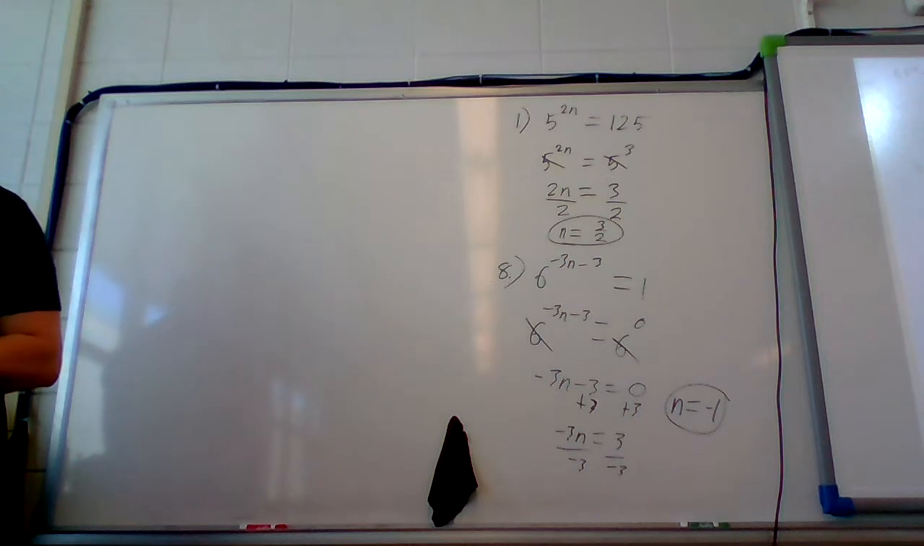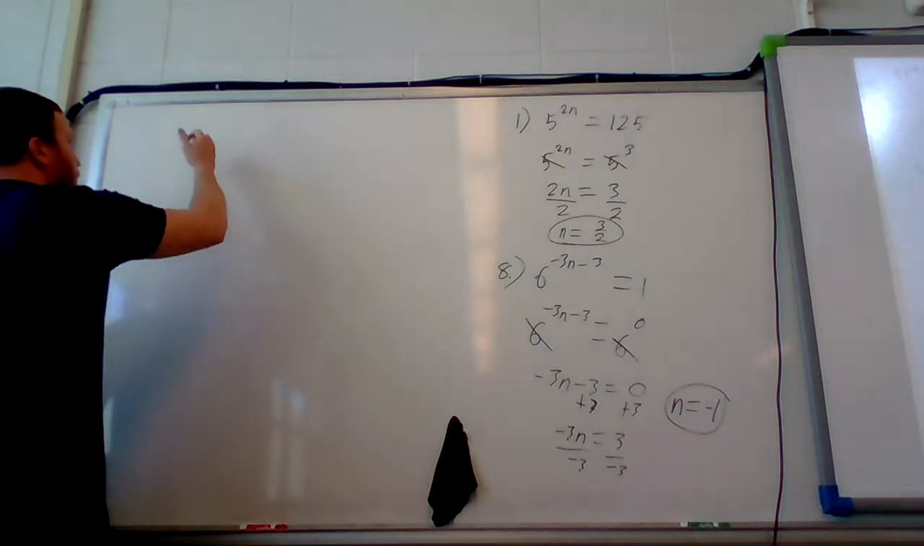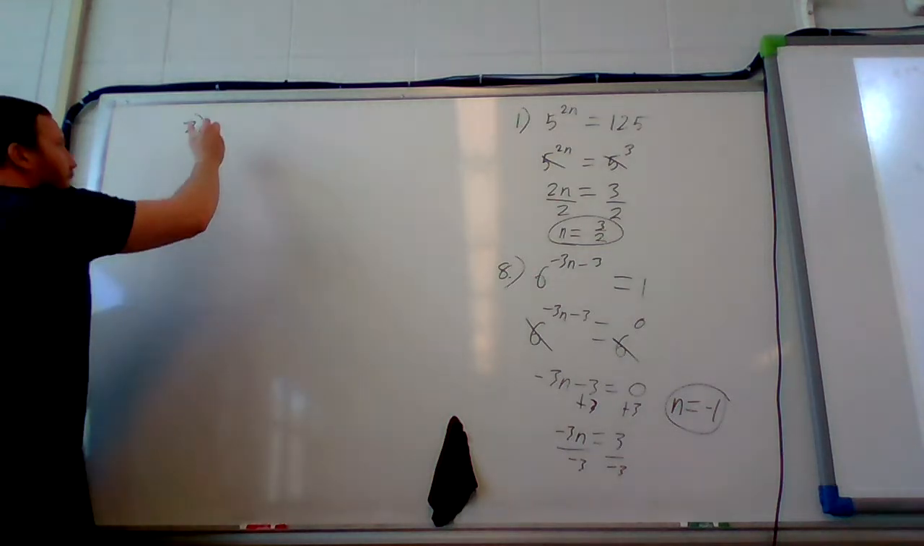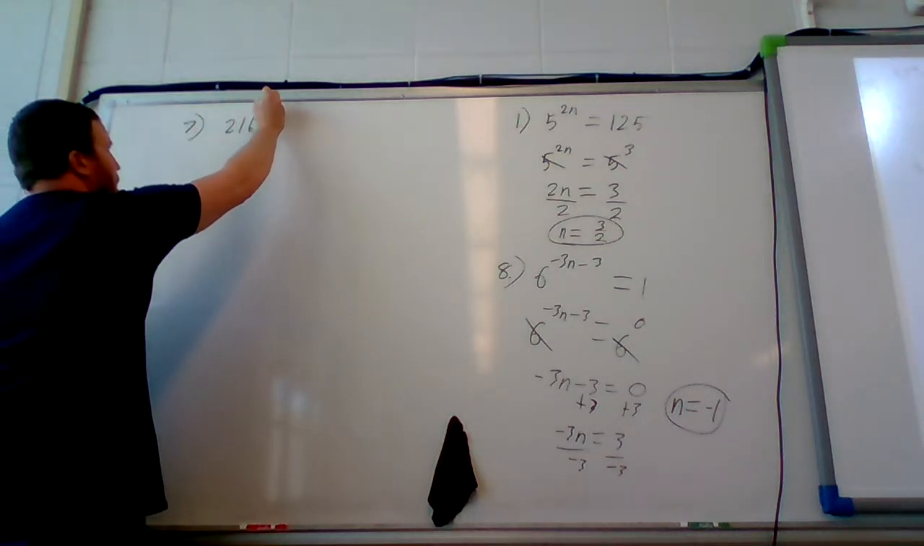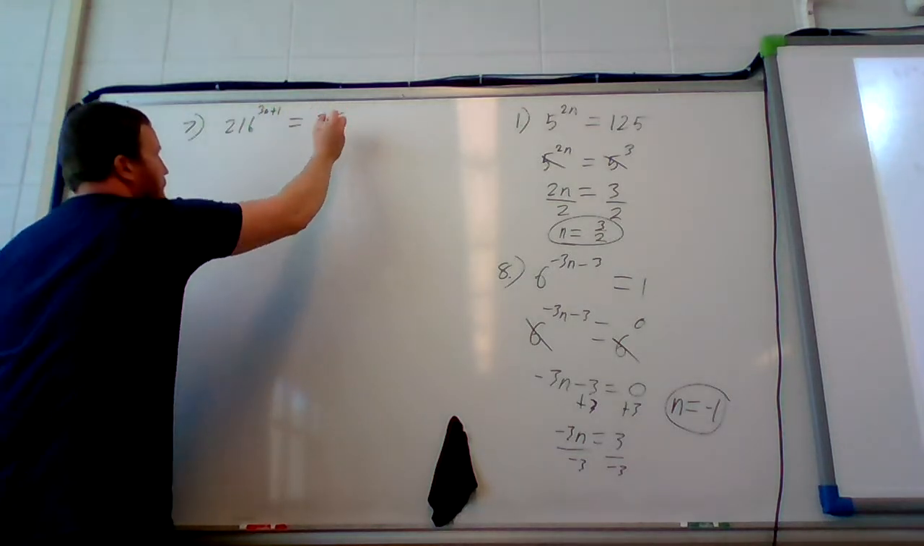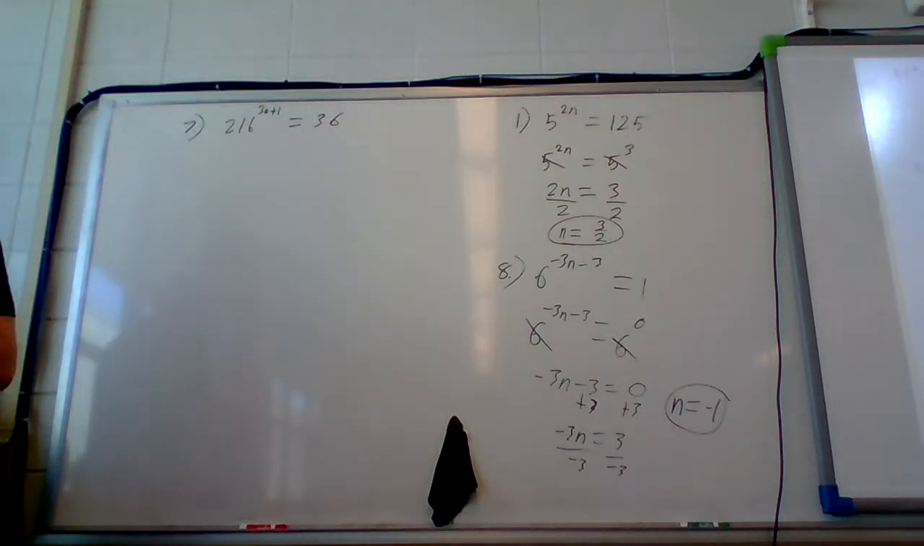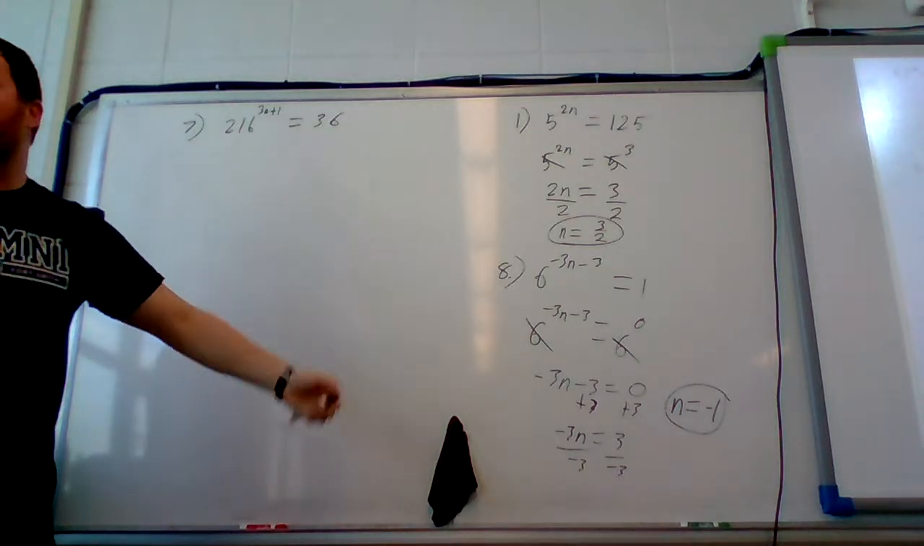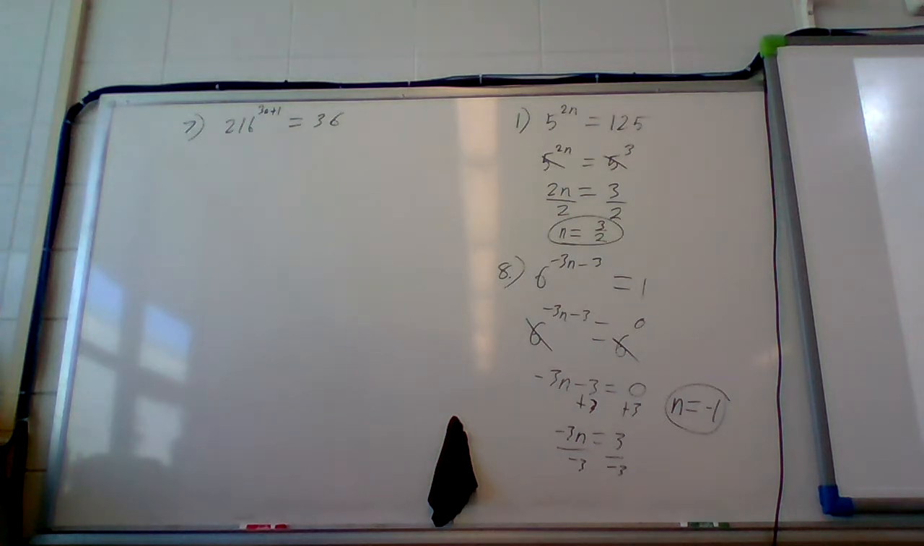What was the other number? 7. 216 to the 3a plus 1 equals 36. Okay, so again, not quite sure what base to use in this case. Okay, so let's look at our power chart. And we want to find 36 and 216 in the same row.